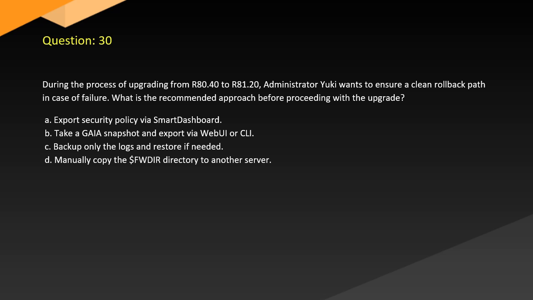Question 30. During the process of upgrading from R80.40 to R81.20, Administrator Yuki wants to ensure a clean rollback path in case of failure. What is the recommended approach before proceeding with the upgrade? A. Export security policy via SmartDashboard. B. Take a Gaia snapshot and export via WebUI or CLI. C. Back up only the logs and restore if needed. D. Manually copy the $FWDIR directory to another server.